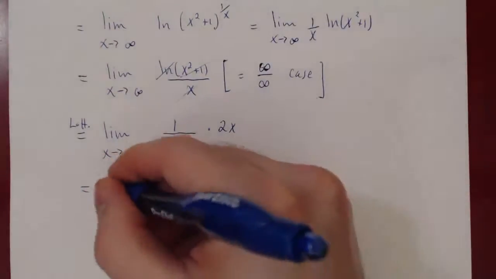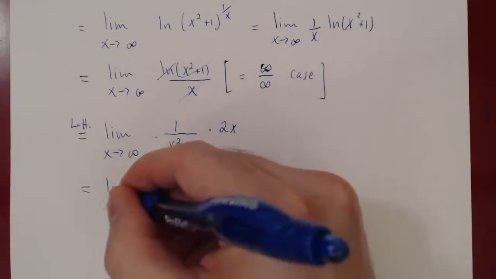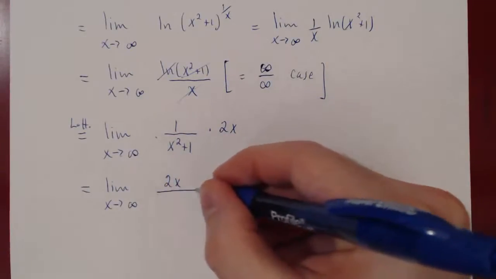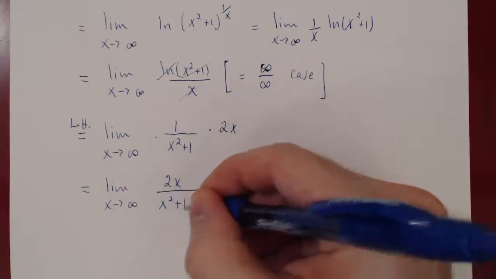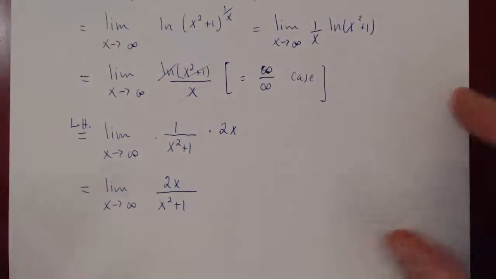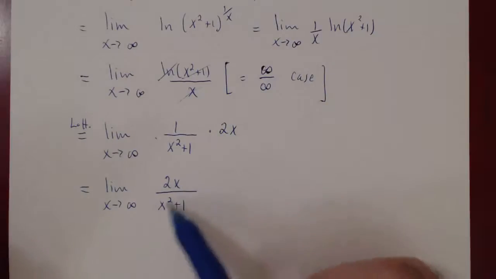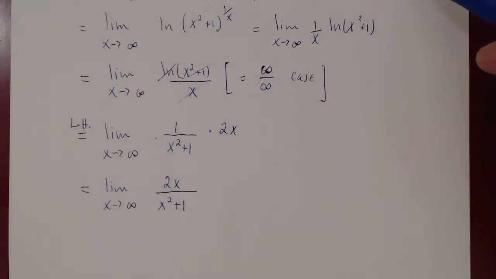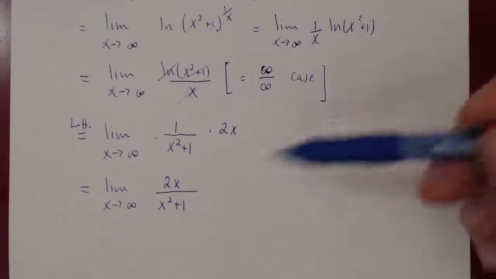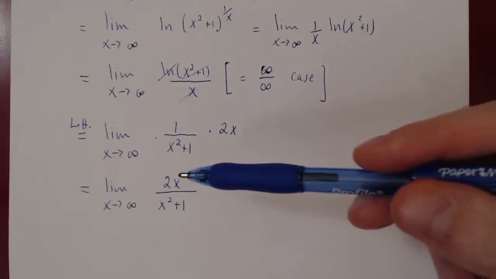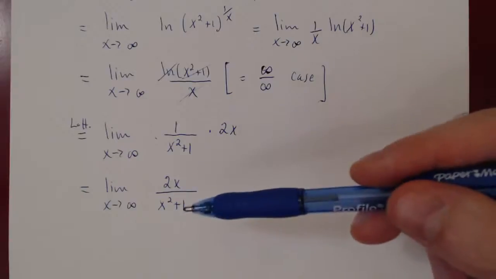So we get the limit, as x approaches infinity, of 2x over x squared plus 1. Now here we have two options. As x goes to infinity, we have an infinity over infinity case. We could use L'Hopital's rule, which will give us the limit in one step, or we could realize that what we have is a ratio of two polynomials.